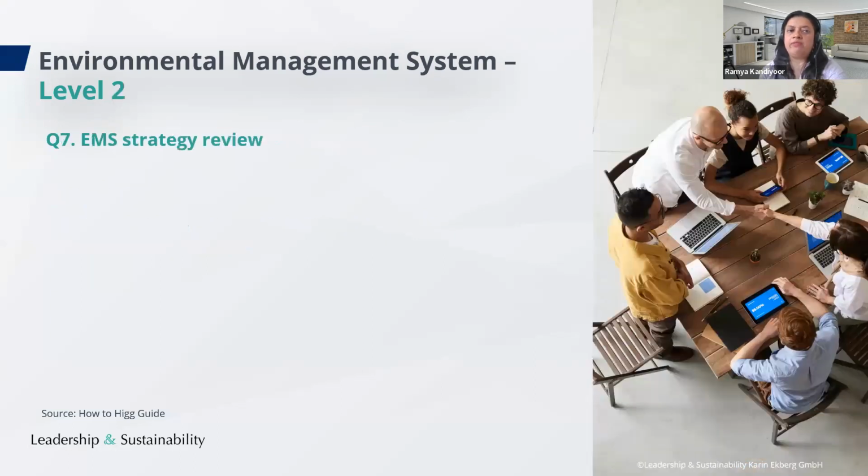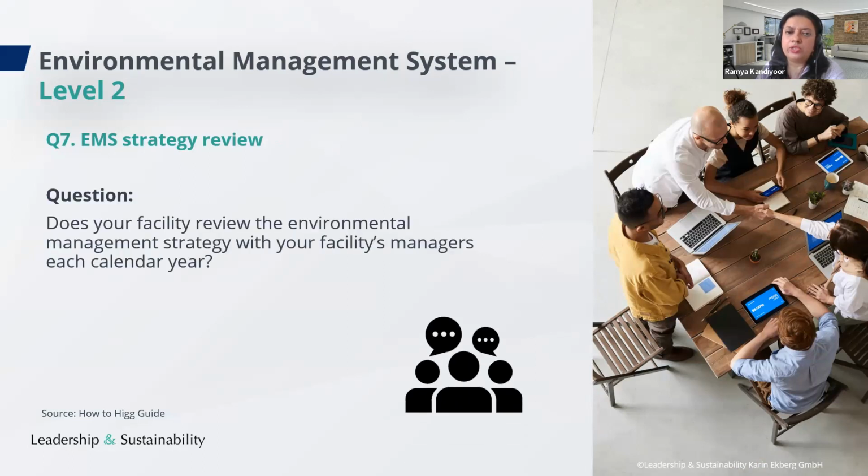And next we go to level 2. Here in level 2, there are 2 questions. Level 2 is an important section where we are going beyond the tracking of the information. All of our level 1 questions are tracking questions. Level 2 is where we are doing our target setting and where we are doing our improvements, baselining, etc. So in level 2, Higg FEM asks you for the environmental management section. It asks you, does your facility review the environmental management strategy with your facility managers each calendar year?